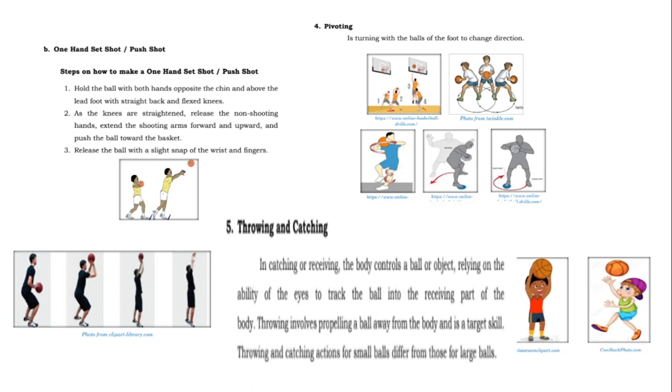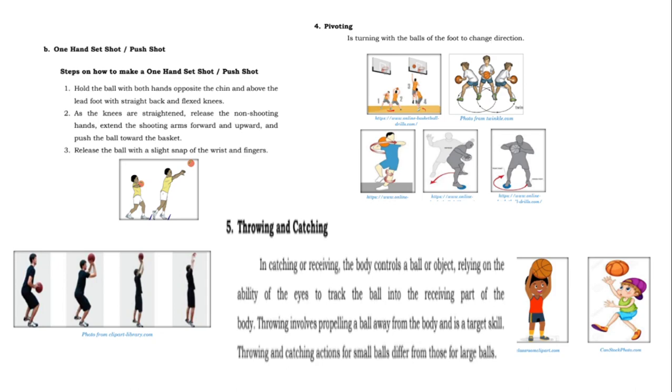Number 5, throwing and catching. In catching or receiving, the body controls a ball or object, relying on the ability of the eyes to track the ball into the receiving part of the body. So, throwing involves propelling a ball away from the body and is a target skill. Throwing and catching actions for small balls differ from the large balls. So, throwing and catching is an application of passing. Once you throw, that is considered to be shooting, and catching is also considered to be passing. So, that is the combination of shooting plus passing.